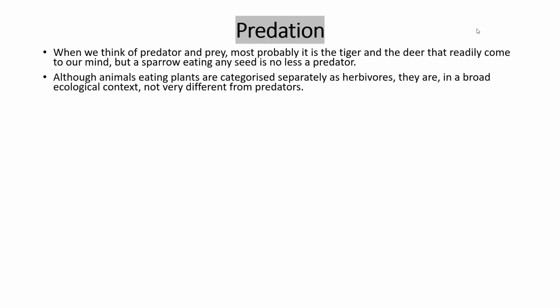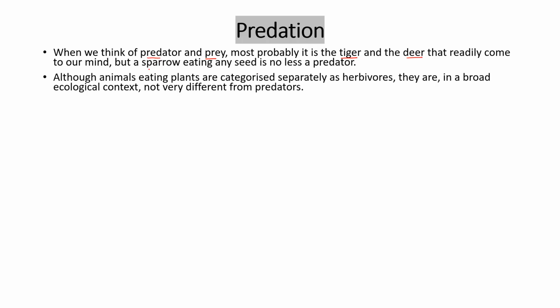In this video, we are going to study about predation. It is one type of population interaction. Now see, when we think of predation, we think of predator and we think of prey. And generally, most probably the picture which comes to our mind is about tiger and deer. But it is not only this relationship.